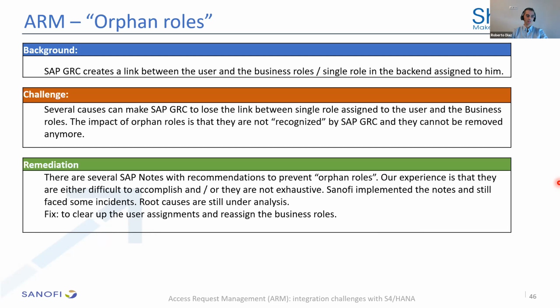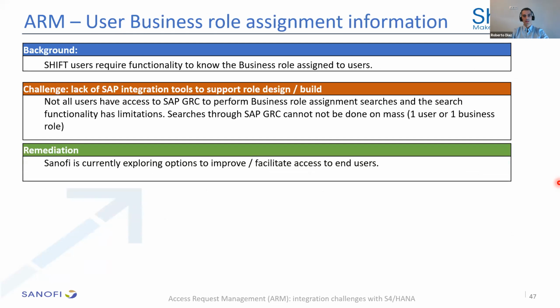So remediation is that we need to clean manually all the access of the user and provision the business role again. We are also missing business role access information. Our users should be able to know which business role is assigned to the user. But again, this is only possible if you access SAP GRC Access Controls. Not all our users have access to SAP GRC Access Controls, so they cannot.